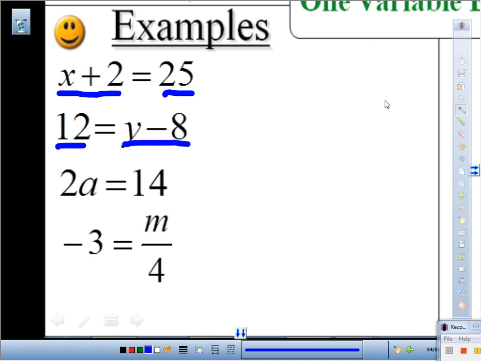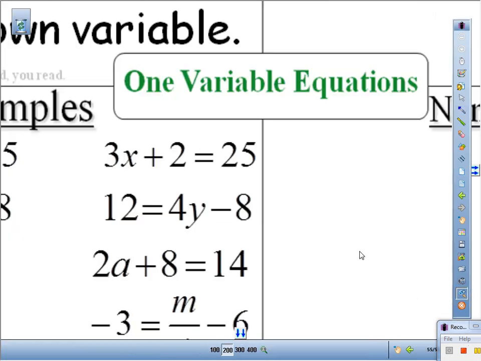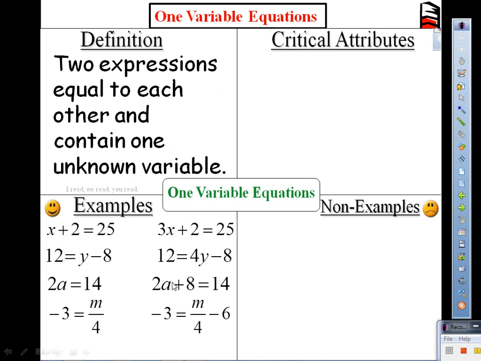Let me show you some more examples. You don't have to copy these just so we can go a little bit more expeditiously. Here it goes. Look up. Let's see. Expression, expression, equal to each other, one variable. Yes? Same here, and same here. All right? Any questions in regards to what we're looking at in regards to one variable equations?